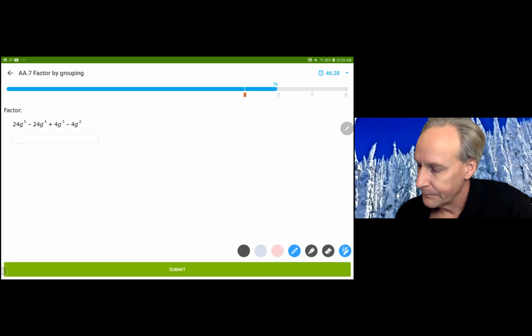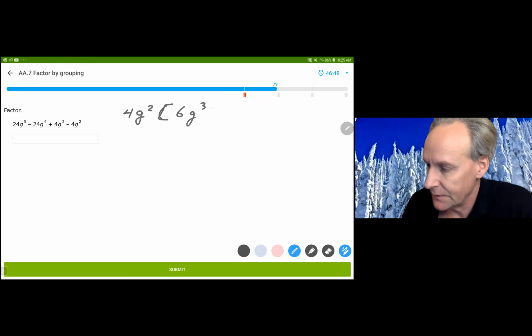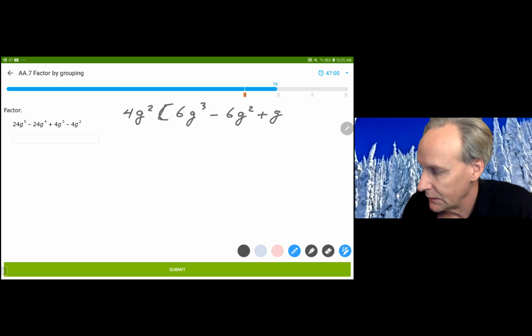All right. Shall we do it the other way this time? Let's take the 4g squared out. We don't have to rewrite it, so we'll just take out the 4g squared. So that's going to leave us, and I guess I'll leave the brackets. That's going to be 6g cubed minus 6g squared plus g minus 1.